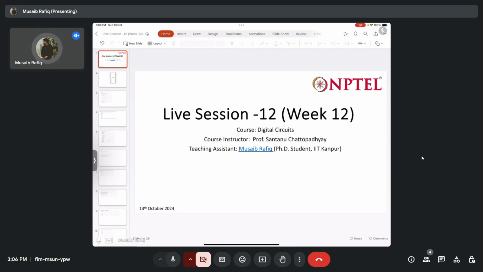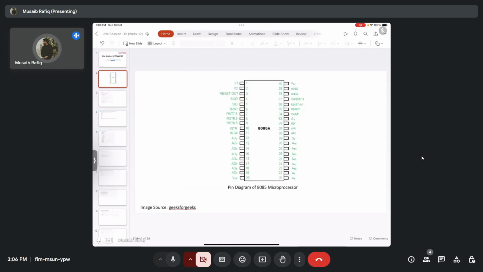Last week, in the week 11 live problem session, we discussed problems related to microprocessor 8085. This week also we'll be discussing problems related to 8085. Since attendance is pretty low today, you can always unmute yourself after I solve a problem and ask me your doubts. So let's start. Before we start, I'll give a brief overview of the pin diagram of 8085.